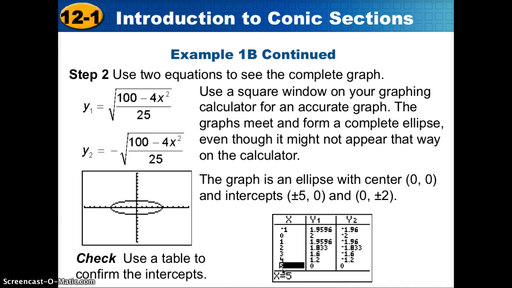We can see that it's this elongated shape, and you can see that it's centered on the origin, and you can see, either using the trace key or counting, the intercepts. On the x-axis, the x-intercepts are -5 and +5, and on the y-axis are -2 and +2. We can also see that on the table.